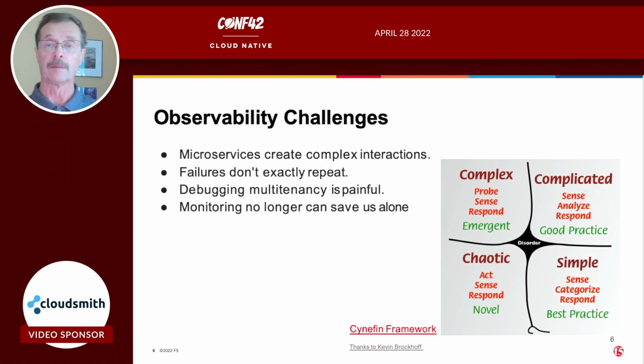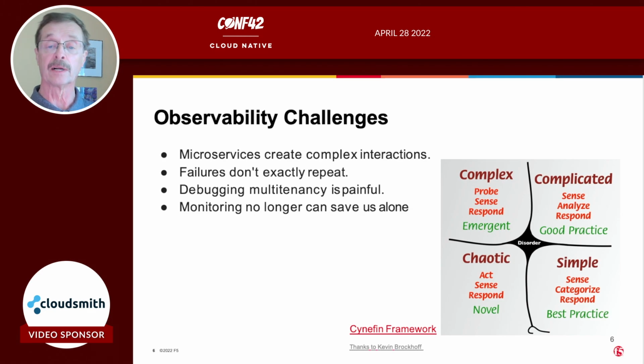Now, complex environments are not just sense. It's not passive. We want to actually probe into what's going on inside of this environment. Then we sense what's going on and respond to it. Our cloud native world lives in this complex world, this emergent world of functionality. And so when we look through all these different pieces, it's very clear that we have some very unique capabilities.